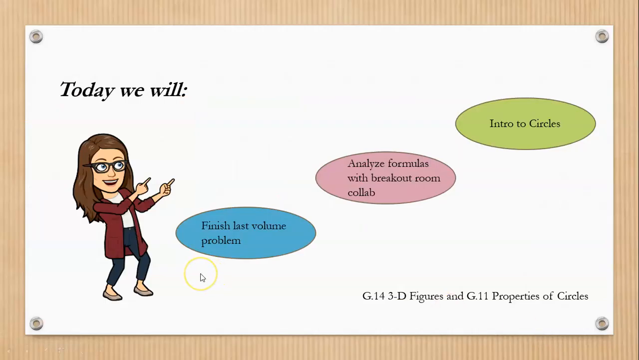Hey everybody, welcome to geometry. We already finished the last volume problem. You guys did that with Miss Clark last week, and so we're going to do some analyzing of formulas and then do our introduction to circles.